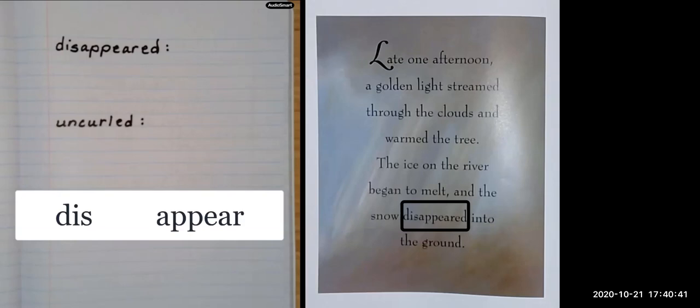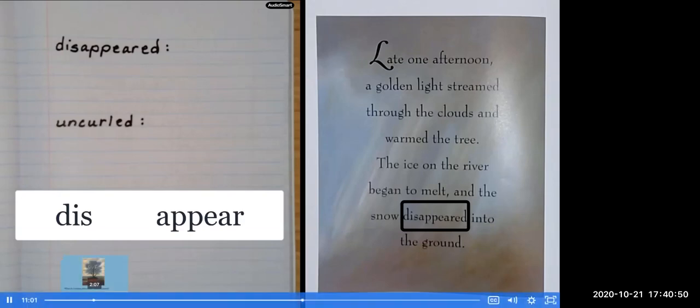Tell your learning partner, what is going away? What's beginning to melt into the ground? Tell your learning partner what is going away and what is going into the ground.